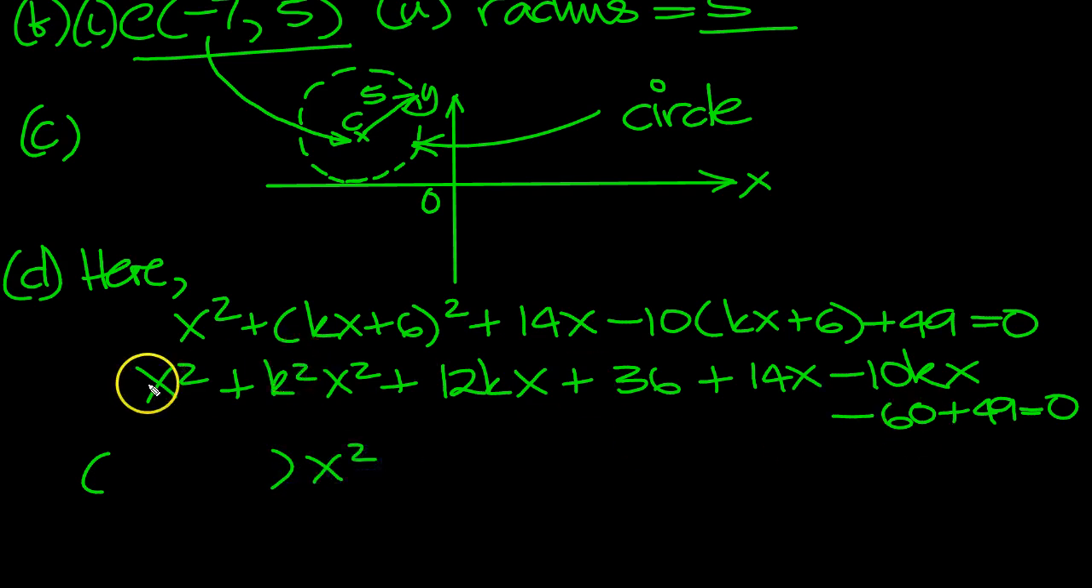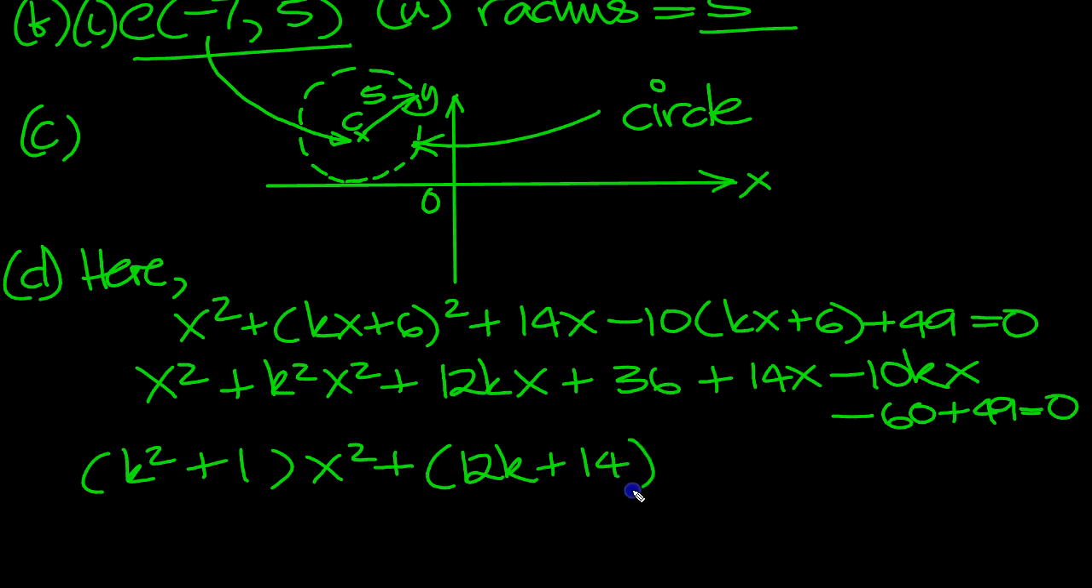So how many x squareds have we got then? Well, it's just this one and this one, so it's k squared plus 1. Plus the x's, we've got 12k there, plus 14 there. Lots of x's, so this is done. Oh, we've got a minus 10k here, so it's just going to be 2k, isn't it? Because 12k minus 10k is just 2k.